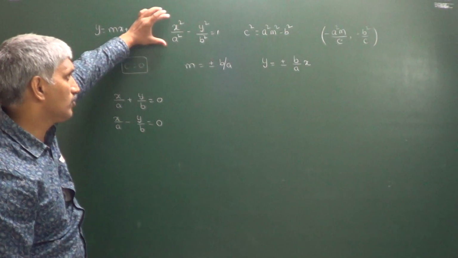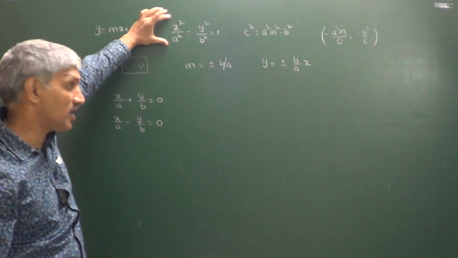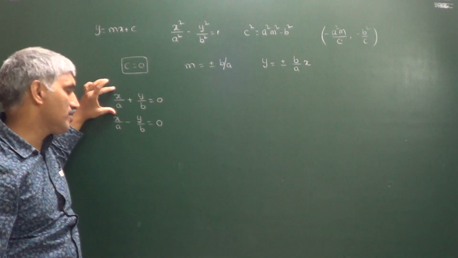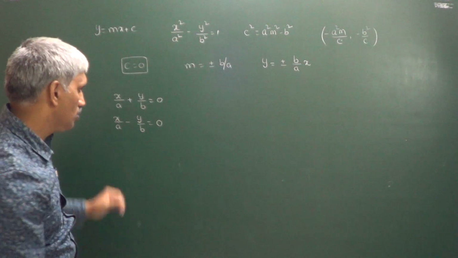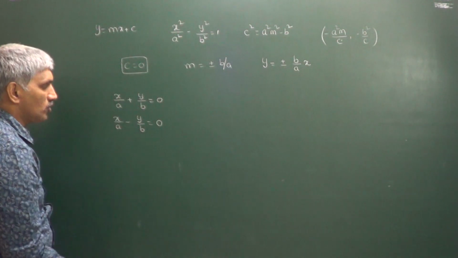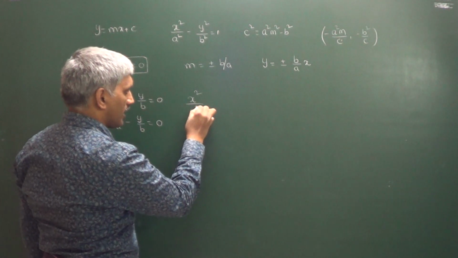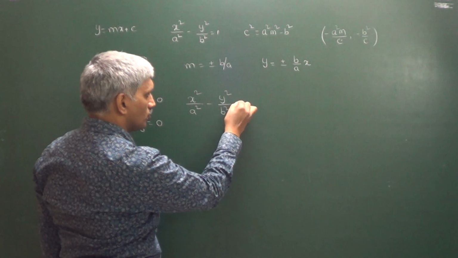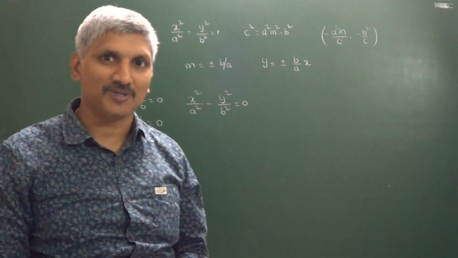So for the hyperbola x square by a square minus y square by b square is equal to 1, the asymptotes are given by x by a plus y by b is equal to 0 and x by a minus y by b is equal to 0. Now the combined equation of these two asymptotes is x square by a square minus y square by b square is equal to 0.